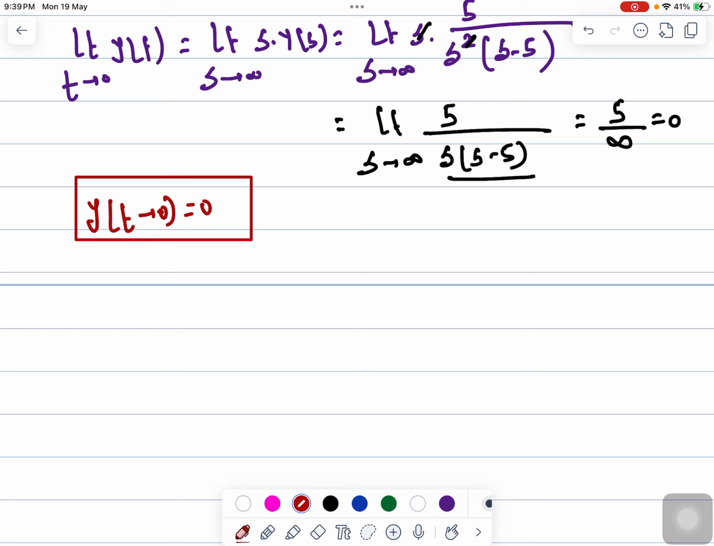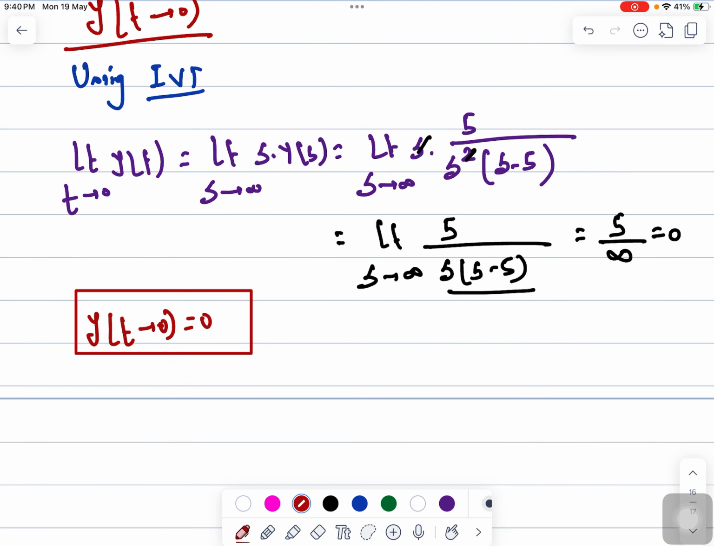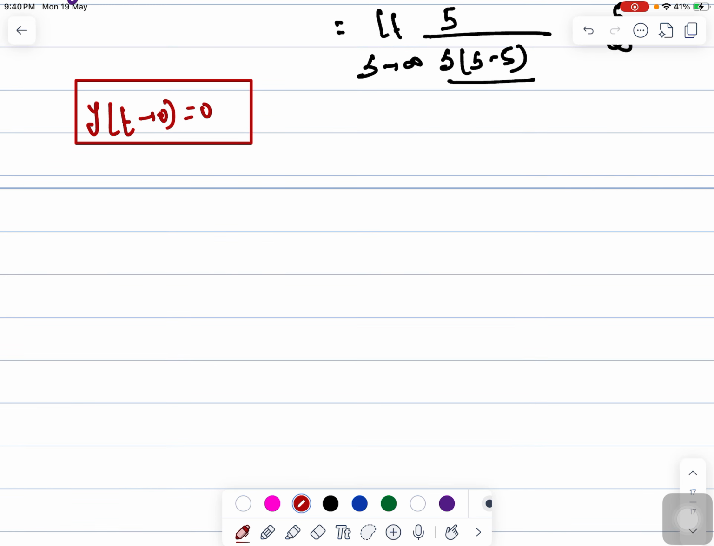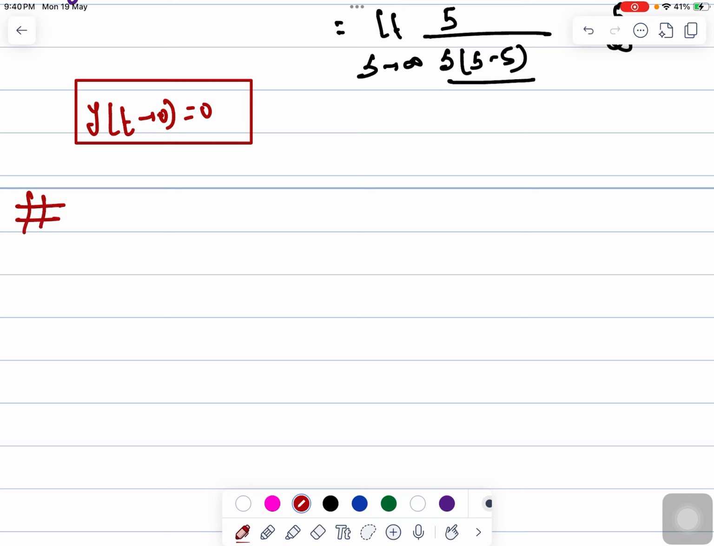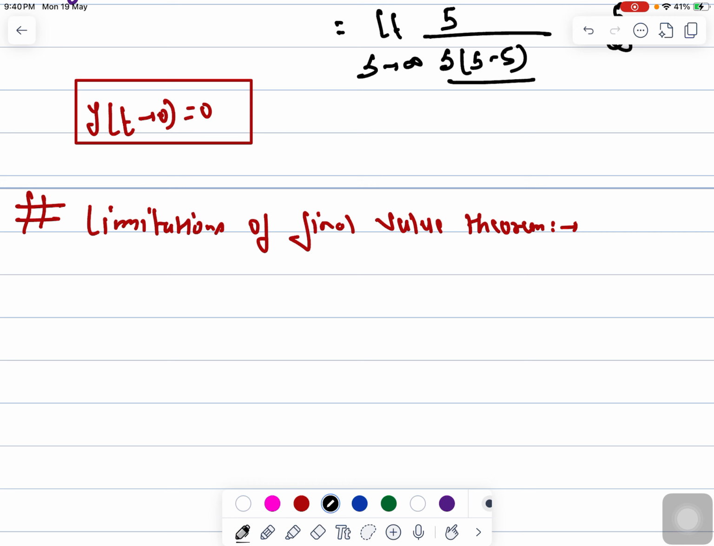Is that clear? So this is how you can use the initial and final value theorems to calculate the initial and final value of any particular response, right? That is a very, very important thing. Now coming to the limitations of the final value theorem. Every time you won't see this; there are some circumstances where the initial and final value theorem fails. So just try to understand where this particular theorem fails, that is, the limitations of the final value theorem.